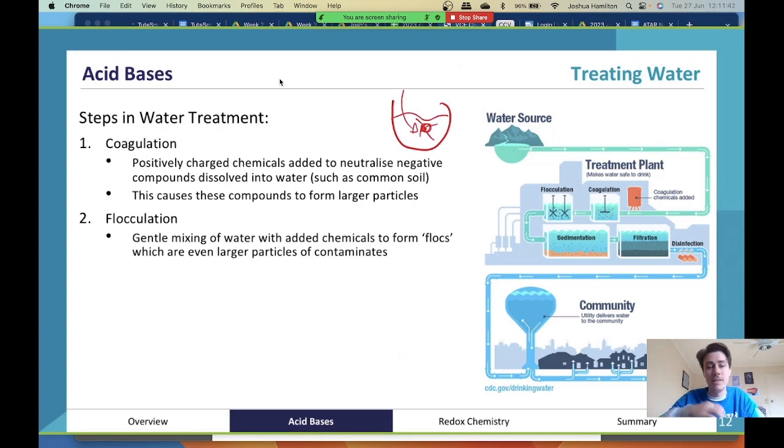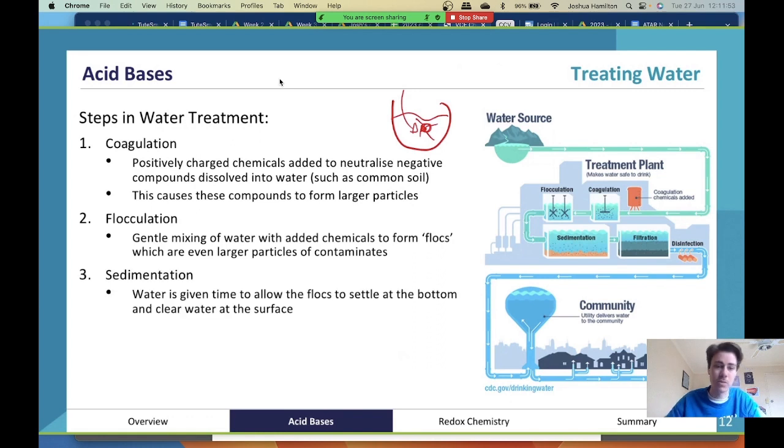So the next step is what we call flocculation, and this is gently mixing water with the added chemicals to form what we call our flocs, which are our large particles. So that's this step here. Sedimentation: water is given time to allow the flocs to settle at the bottom and the clear water at the surface. As you can see in this one here, this is what it looks like. We get this sand at the bottom, but it's really just our soil. It's our large chemicals.